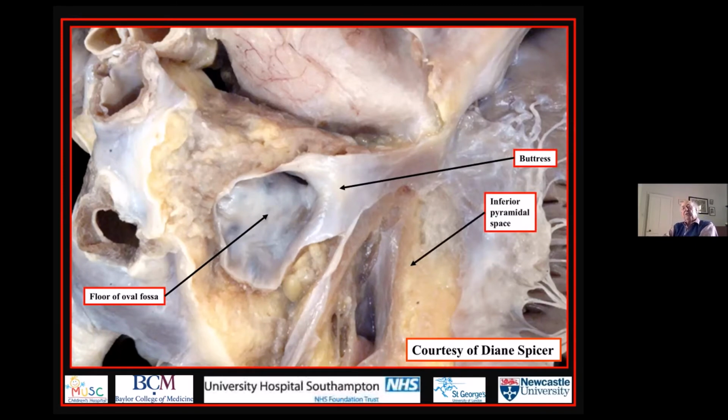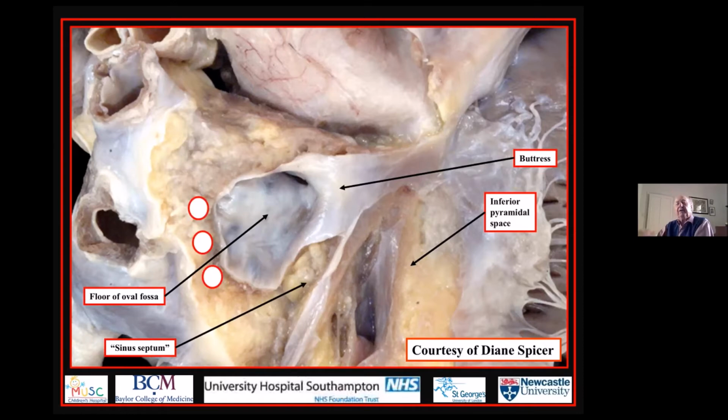She's also cut away the floor of the oval fossa, and having cut it away, you see the fibroadipose tissue that is filling the cavity of the inferior pyramidal space. She's also cut away the walls between the opening of the coronary sinus and the opening of the inferior caval vein. For a long time, we used to call that the sinus septum, but what you see filling that area is fibroadipose tissue, so this is yet another fold.